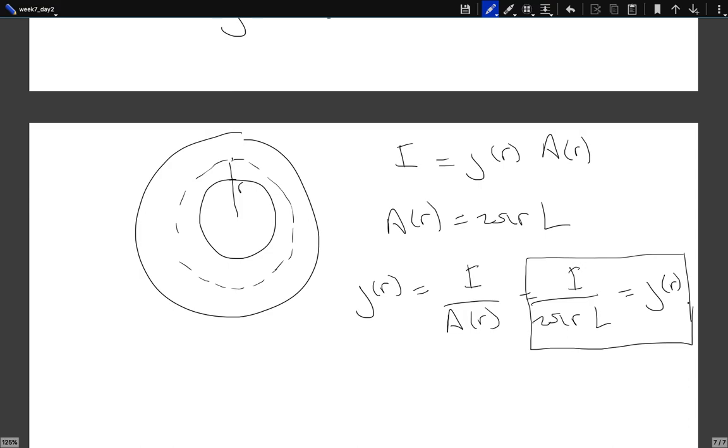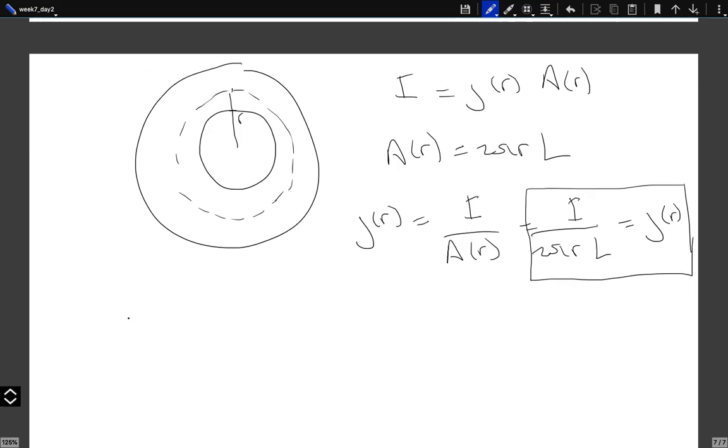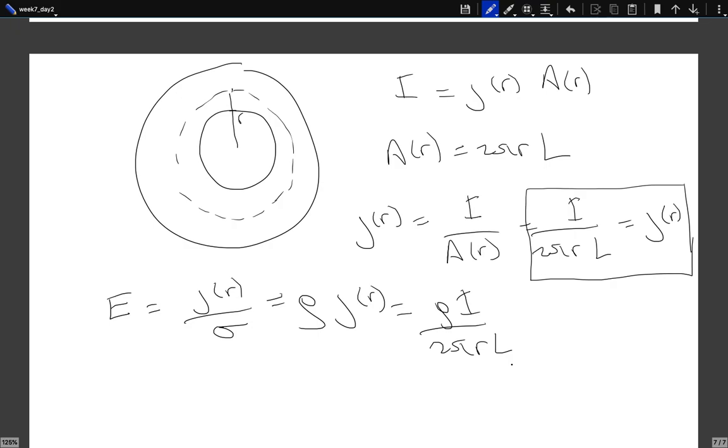Now, I know the current, but what I need to find is the electric field and hence the potential. Well, once I know the current density, I know the electric field. It's just J of r over sigma, or rho times J of r. This is the electric field at a distance r. Now I can calculate the potential difference. This is the integral of E dl from a distance r1 to a distance r2. This is the potential difference corresponding to that current.